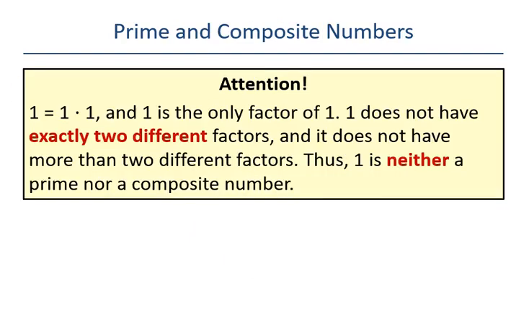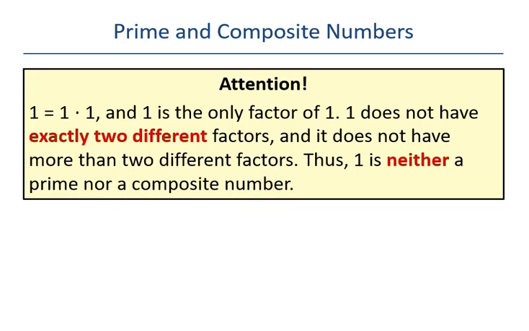Continue on. Talking about 1. Notice you can say 1 times 1, so you would probably think it's a prime number, but hold on. 1 equals 1 times 1, and 1 is the only factor of 1. 1 does not have exactly two different factors, and it does not have more than two different factors. Thus, 1 is neither a prime nor a composite. So when we start doing prime numbers, we start at 2. If you start with composite numbers, you would start at 4.